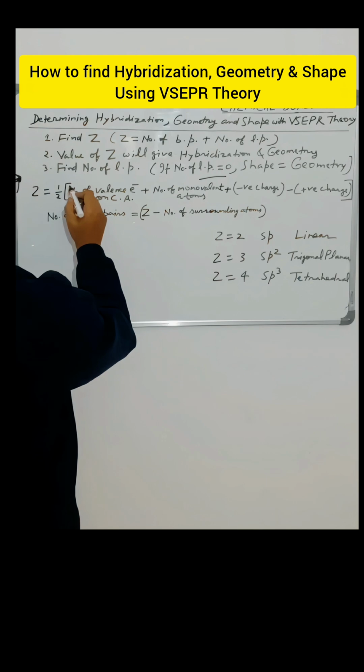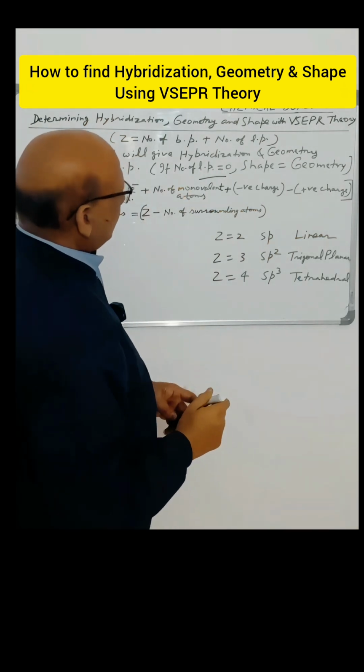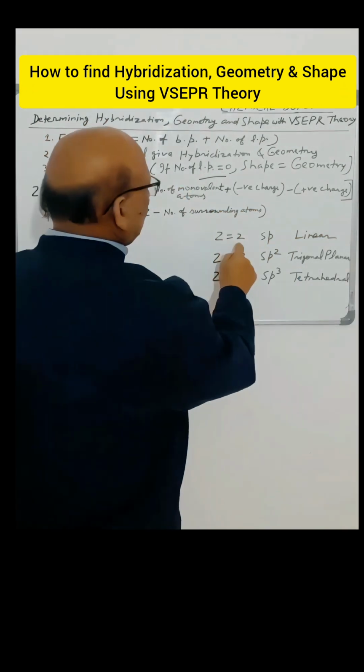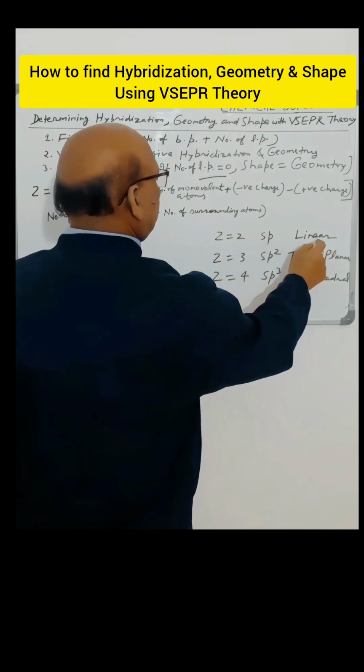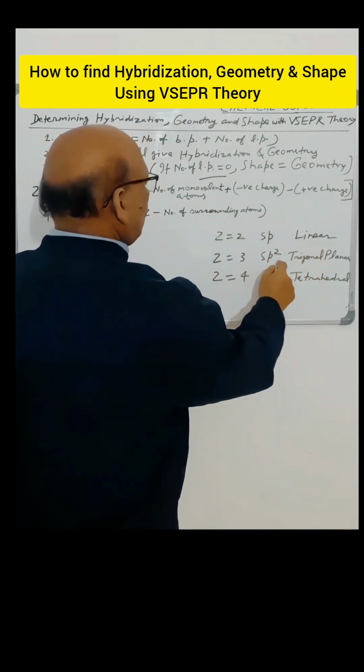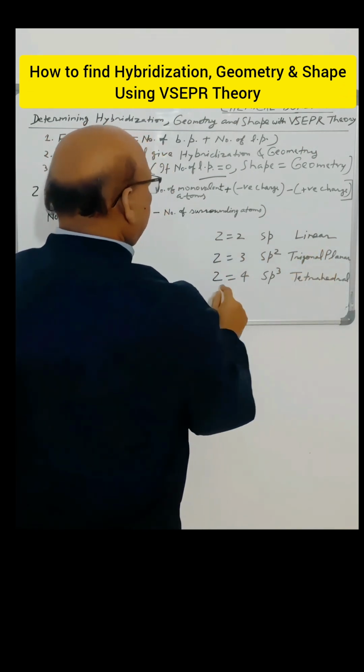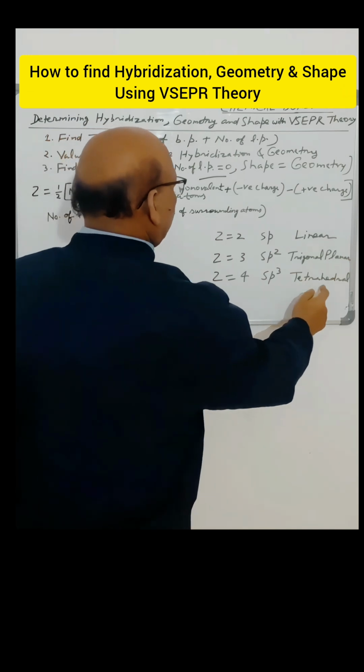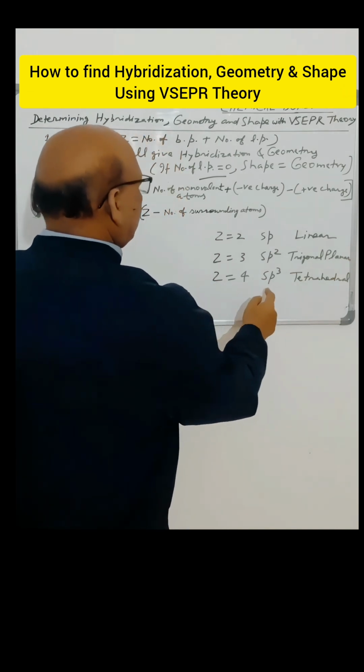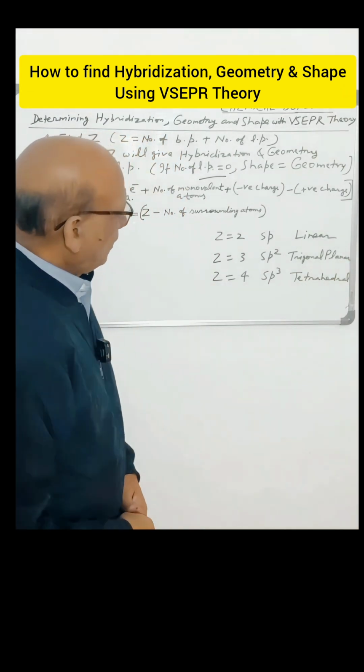So this gives us the value of z, and the value of z will give us the hybridization and the geometry. Suppose the value of z is 2, then it is sp hybridization and the geometry will be linear. Z equal to 3, then sp2 and the geometry will be trigonal planar. If z equal to 4, it is sp3 and geometry will be tetrahedral. If z equal to 5, then it will be sp3d and the geometry will be trigonal bipyramidal.